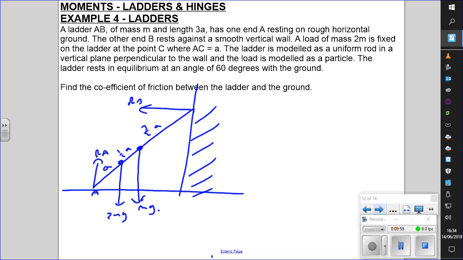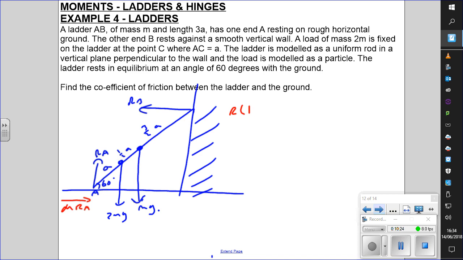The ladder rests in equilibrium at an angle of 60 degrees. And remember, it's a rough horizontal floor. So find the coefficient of friction. I really recommend that you write mu RA, you write that force underneath, somewhere you're going to see it in a different color. The biggest mistake is people not labeling friction and forgetting friction, okay?